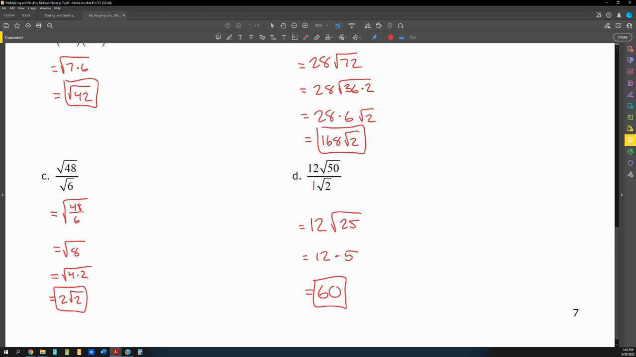All right? So that's it for our notes on adding and subtracting and multiplying and dividing radicals.